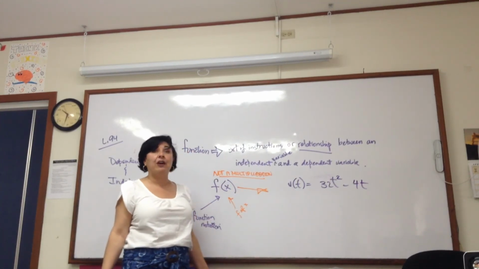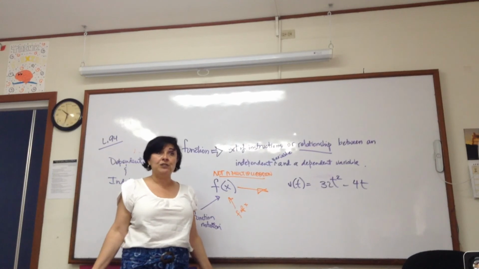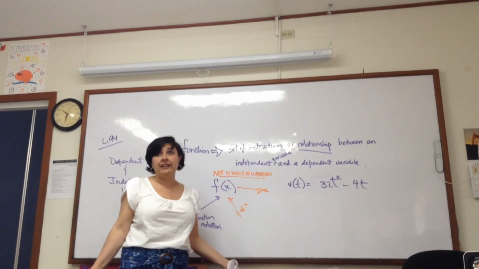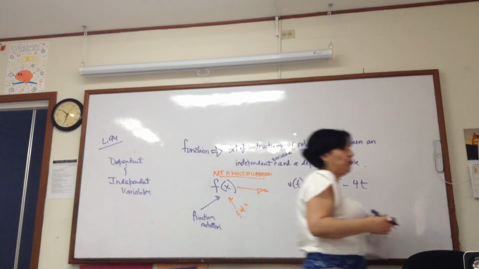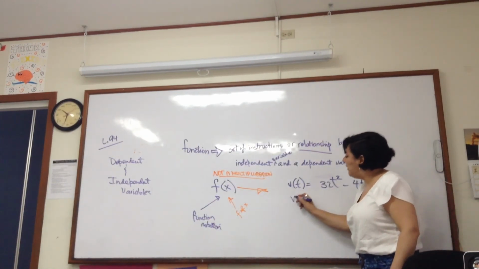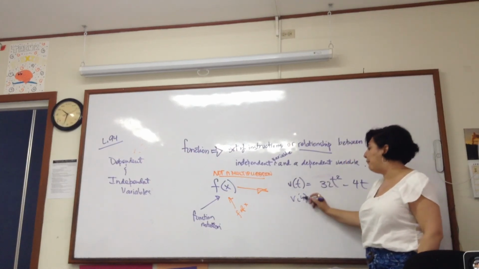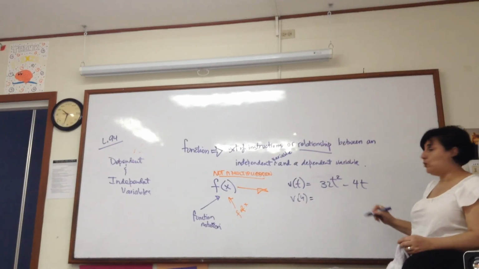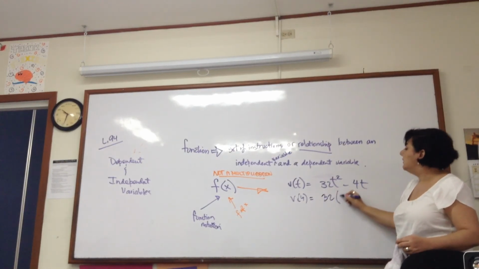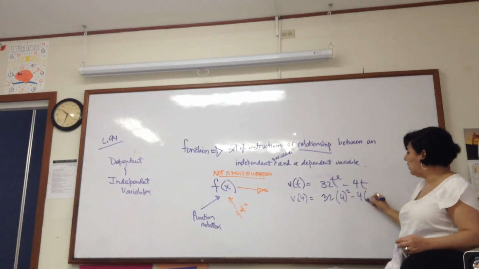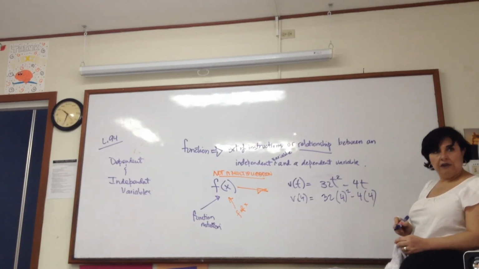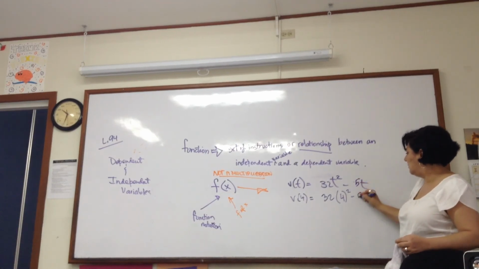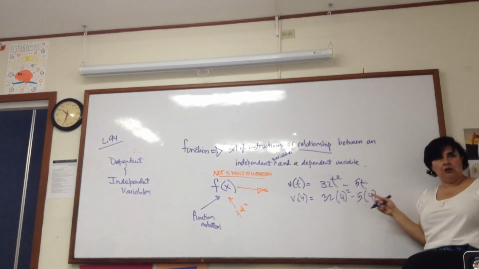Which was the independent variable? The t. Which was the dependent variable? The v, right? Now, if I give you this, and then I give you v of 4, what do you do with that 4? Substitute it for the t here, right? 32 times 4 squared minus 4 times 4. Okay, but you see the point here.